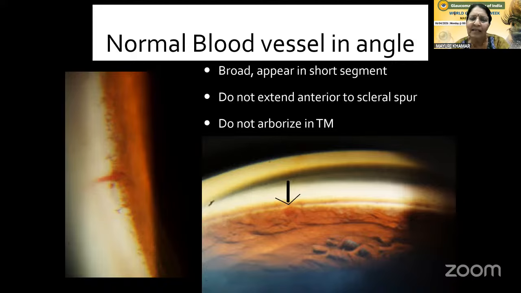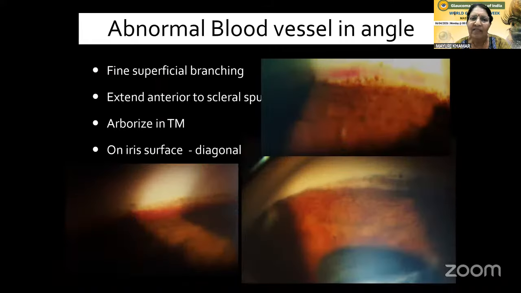Normal blood vessels in the angle are usually solitary in nature, broad, and appear in a short segment. They never extend anterior to the scleral spur. They should be differentiated from abnormal vessels, which are fine, superficial, branching, extend anterior to the scleral spur, and arborize in the trabecular meshwork. And you can see the extension on the iris surface also.